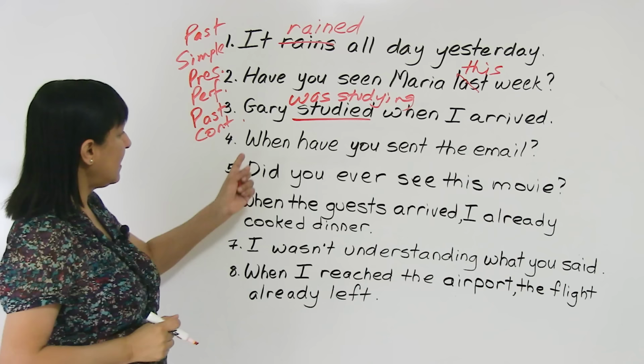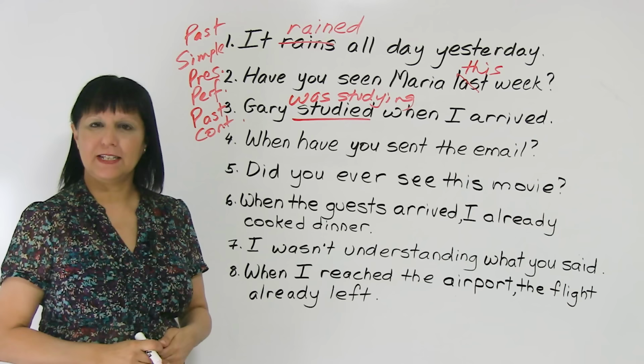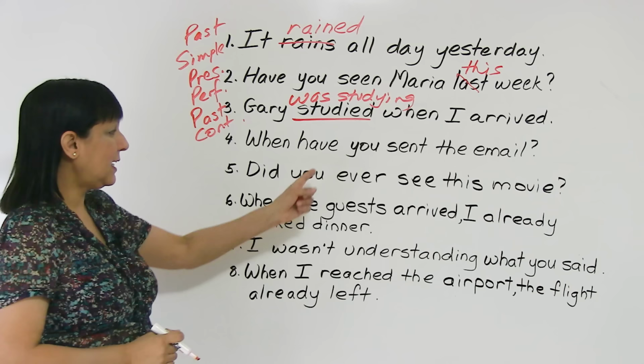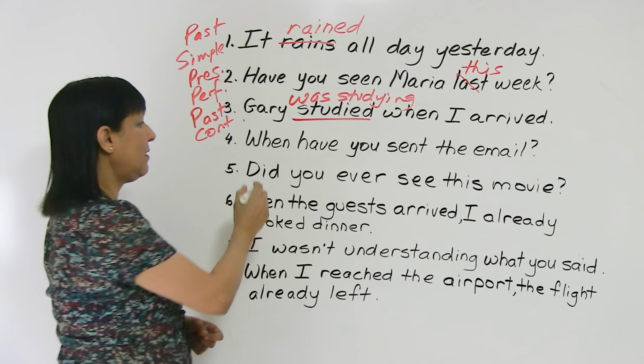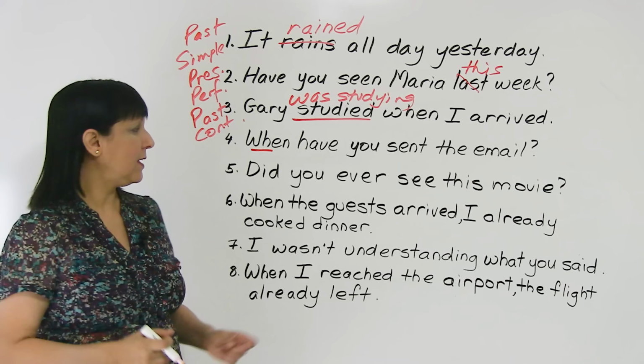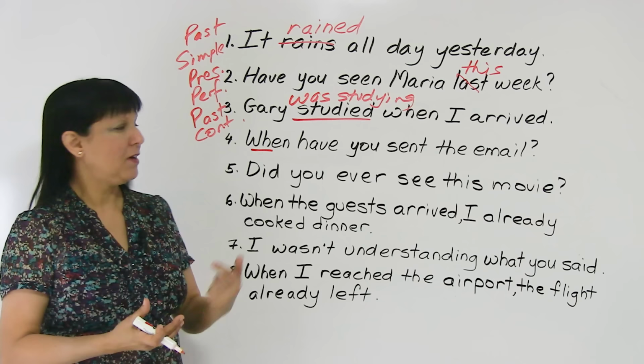When have you sent the email? Okay. When have you sent the email? Okay. So the problem here, again, is that the tense that's used is present perfect. But with present perfect, we cannot use the word when. If you use the question word when, then you need to change this entire question to past simple. When did you send the email?